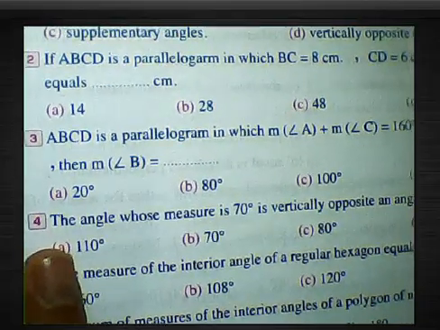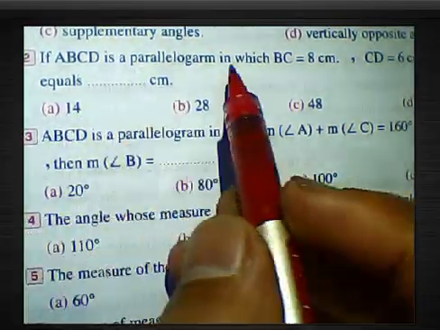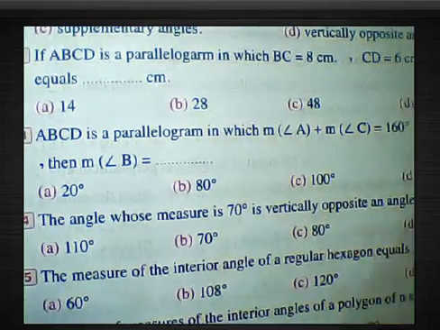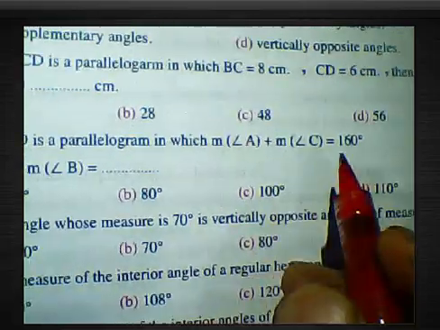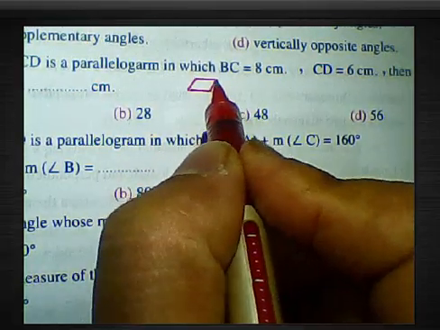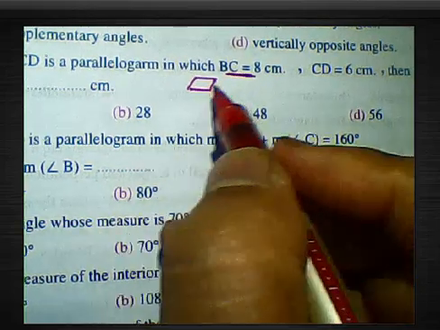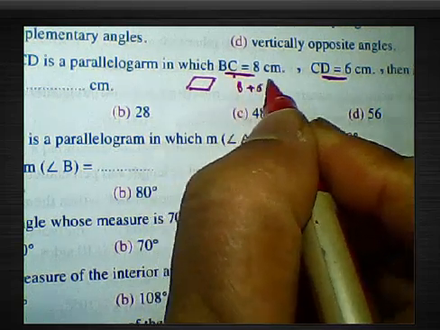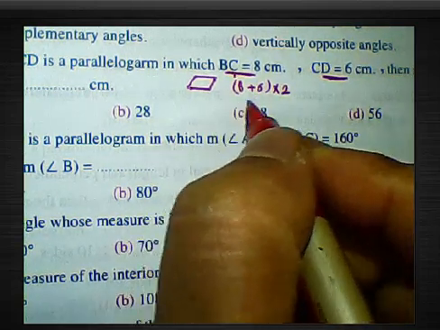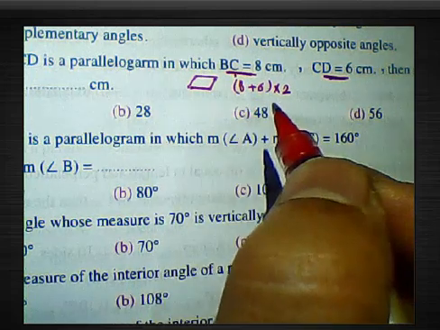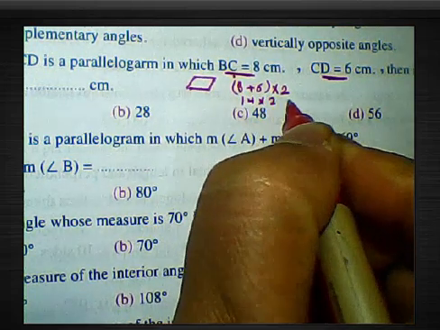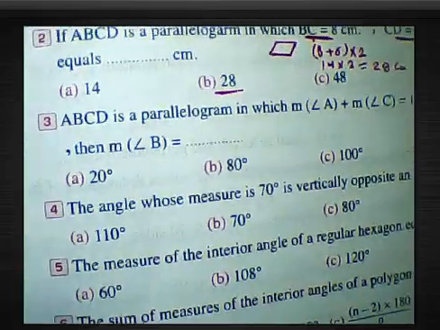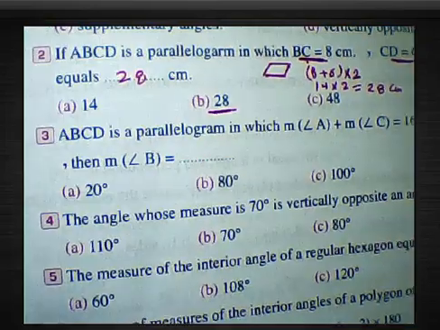Question letter B. If ABCD is a parallelogram in which BC equals 8 cm and CD equals 6 cm, then its perimeter. He asked about the perimeter of a parallelogram. BC plus CD multiplied by 2. 8 plus 6 times 2. 8 plus 6 equals 14. 14 times 2 equals what? 28 centimeter. Okay, the result will be 28 centimeter.